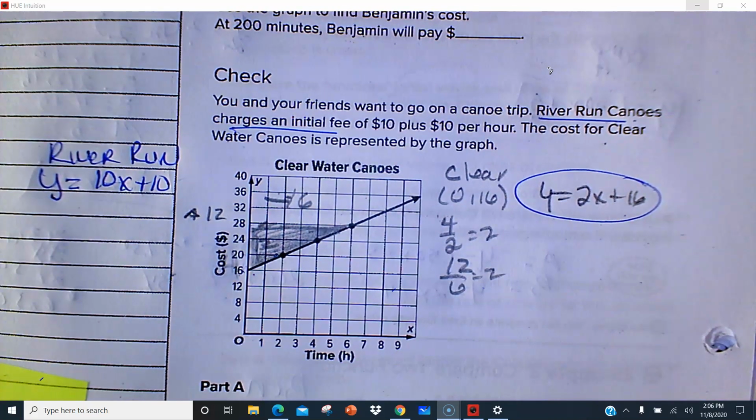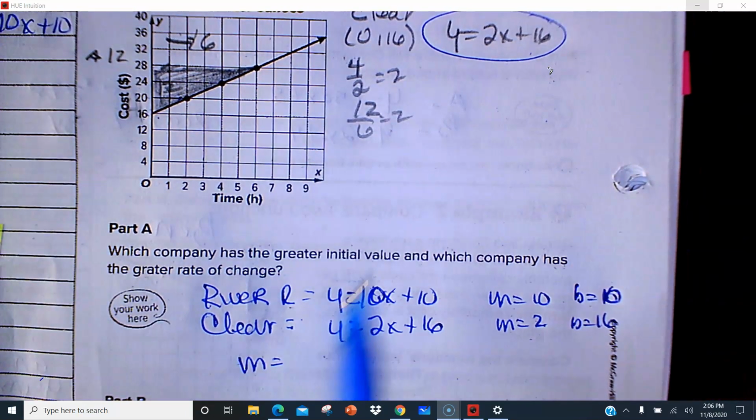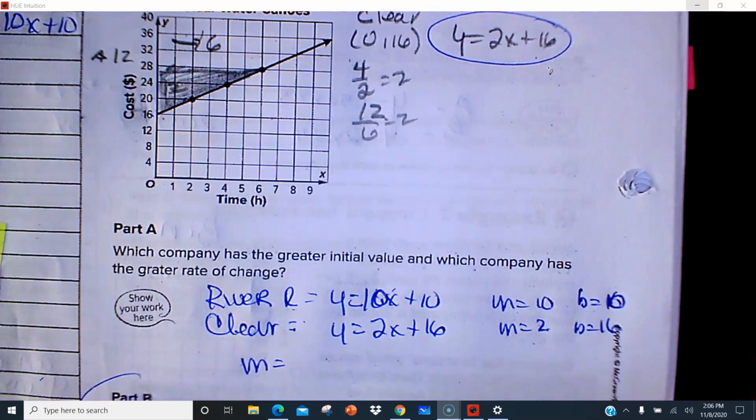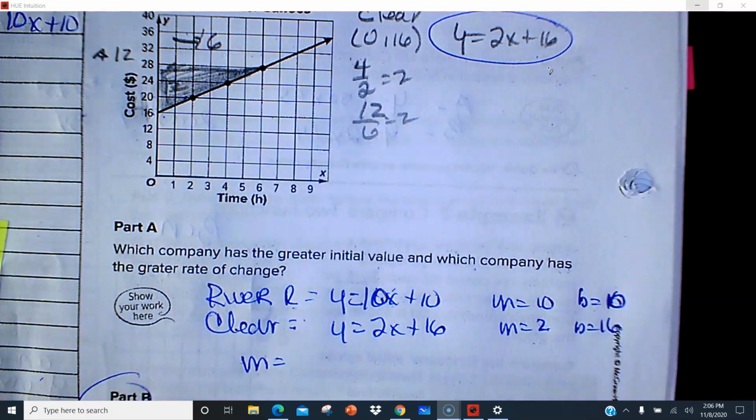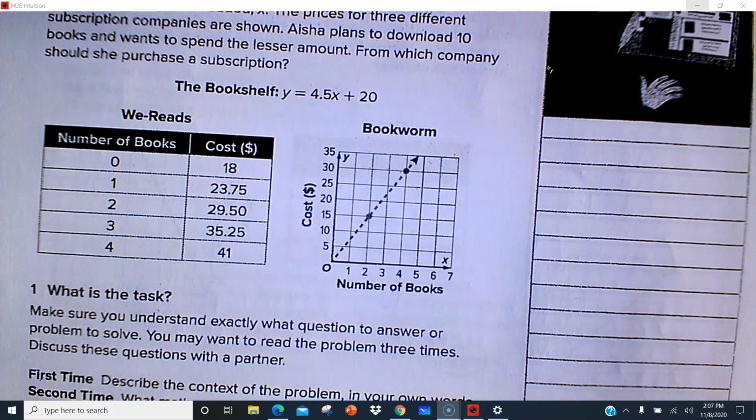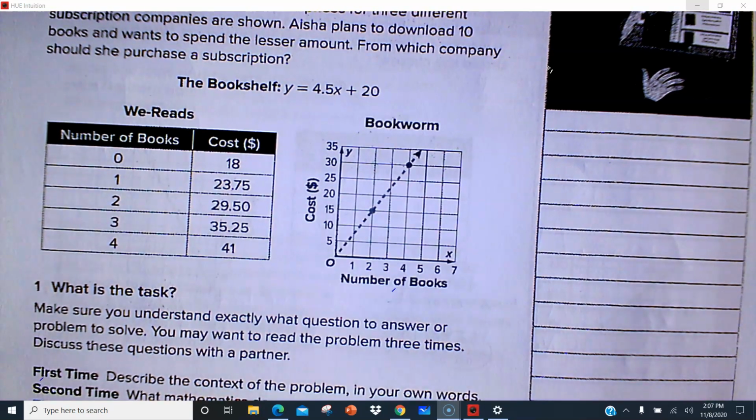Well, obviously, I like Clearwater as opposed to River Dirty Water, but right now, go through and run the numbers. So they want you to determine for Part A which company has the greater initial value and which company has the greater rate of change. But I want you guys to run the numbers for B. So make sure you do B real quick. Press pause, and you may go on. And we will do 289 and 90 in class.